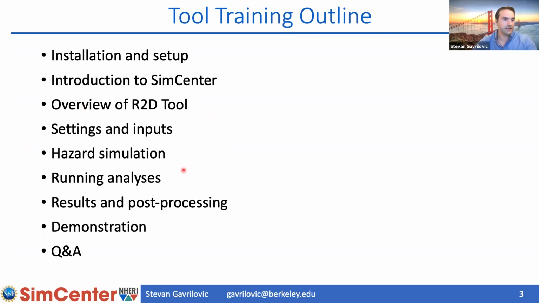And the next bullet item here is, of course, hazard simulation. An important functionality in R2D is to be able to simulate different types of hazards. So we'll go over how to simulate earthquake hazards and also hurricane hazards. Next, I'm going to show you how to run analyses on your machine locally and also remotely on the DesignSafe supercomputer. Then we'll go over the results and post-processing capabilities of R2D, where you can find the results, how you could view them on the geographic information system, the GIS visualization pane.